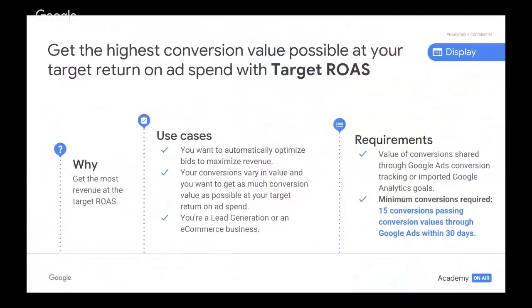I tried. Finally then, Target ROAS. So as Dave alluded to earlier, Target ROAS really, I guess, is the pinnacle for many advertisers where they are very ROI focused. So this is going to seek to get the highest conversion value possible. So that's looking to maximize your total revenue at a particular target return on ad spend.